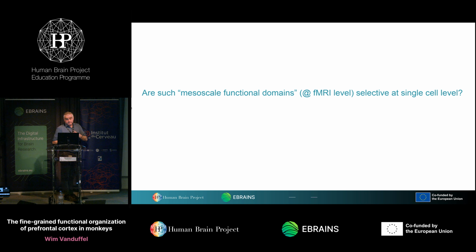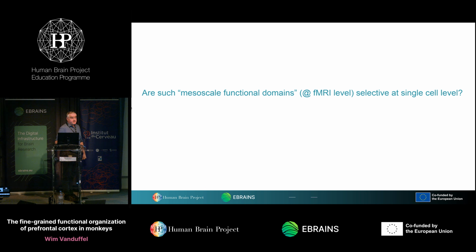This is fMRI. What does fMRI tell us? Not much, right? It's a hemodynamic, very slow signal, so you have to get in with an electrode to see what these things are doing, and that's exactly what we started to do. Of course, this is very laborious.